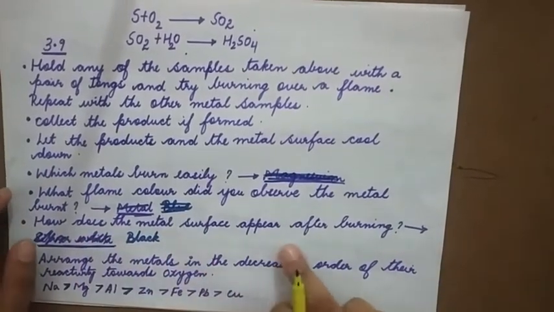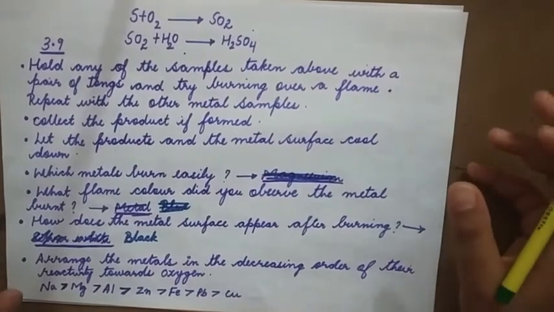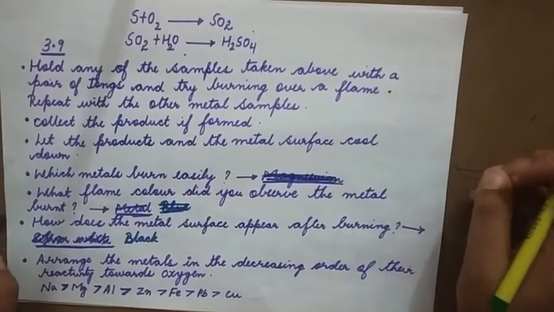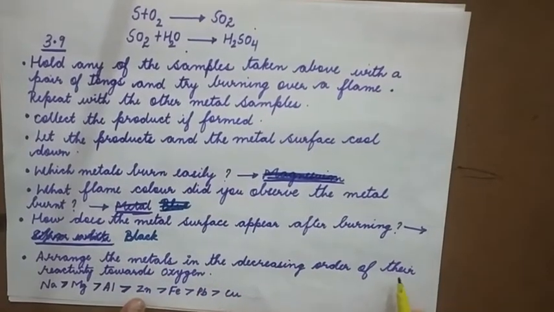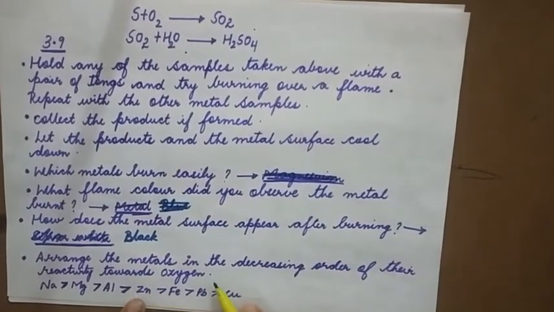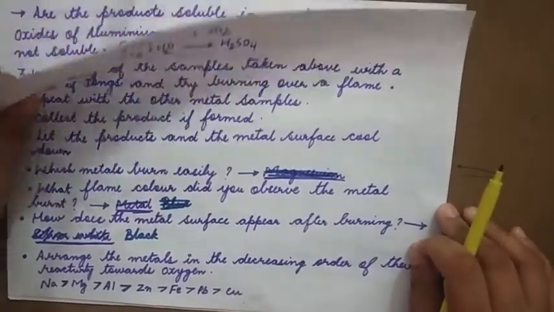How does the metal surface appear after burning? It appears blackish in color because of the deposition of carbon. Now, when you arrange the metals in the decreasing order of their reactivity towards oxygen, this is what you obtain.